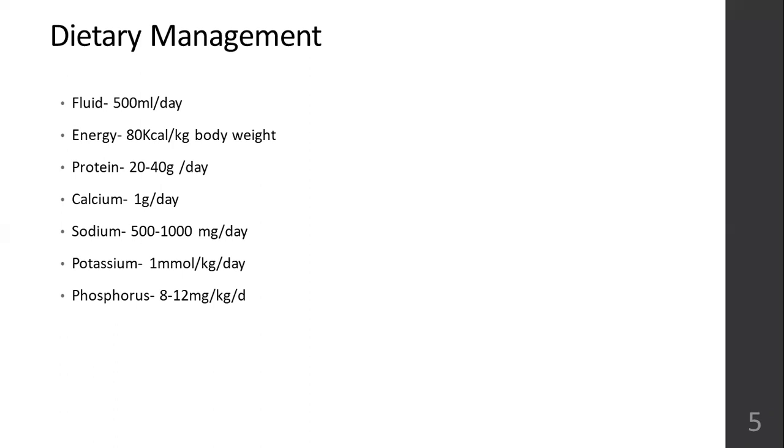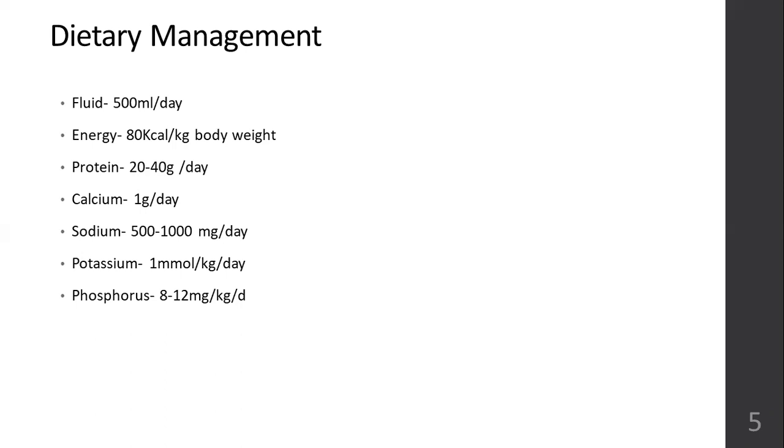Okay, protein, 20 to 40 gram per day, depending upon the amount of protein the patient is losing. Okay, if the patient is losing a lot of protein in urine, you will reduce the amount of protein in the diet. Okay, if the protein loss is very less, the patient can tolerate up to 30 to 40 gram per day.